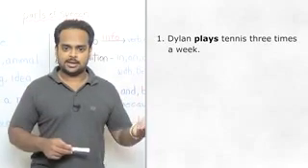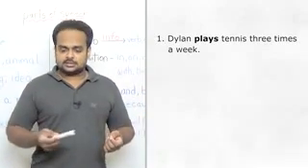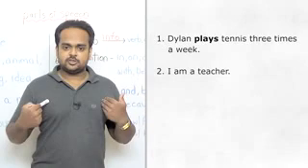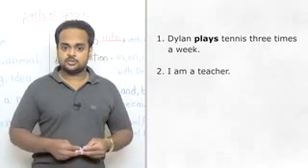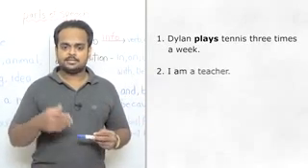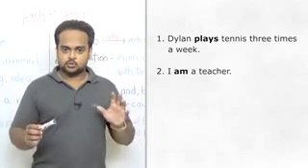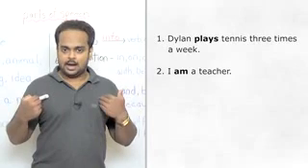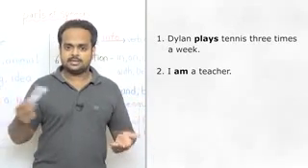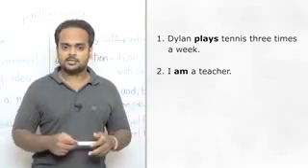So Dylan plays. In this next sentence, I am a teacher. Can you tell me which is the verb? The verb is am. That's basically just the verb be, or to be, but we say I am, you are, he is, etc. So I am a teacher.